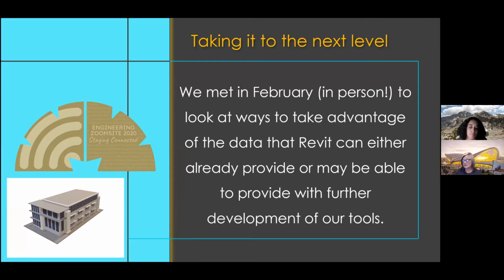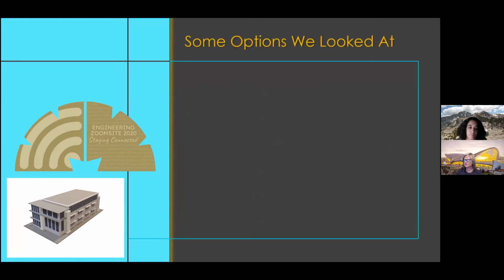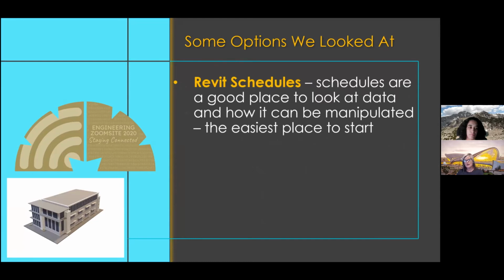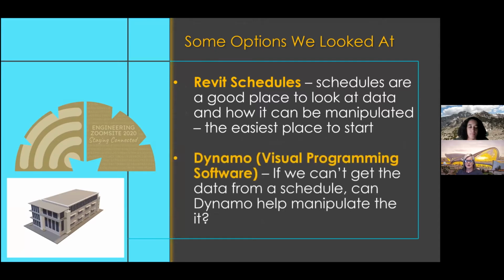And so what we did was we talked about what you can get from Revit, some ways to use the data that you can get from Revit. We talked about schedules. Schedules are a good place to start looking at data because they're easy to set up and you can manipulate and filter and get a lot of information that way. But sometimes you need to go beyond a schedule. Schedules do have their limitations.